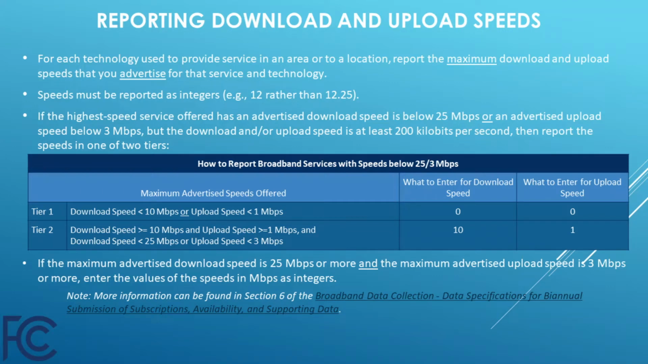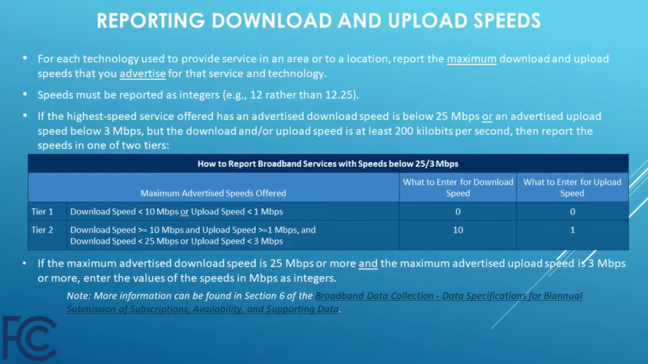If the highest speed service offered has an advertised download speed that is less than 25 megabits per second, or an advertised upload speed that is less than 3 megabits per second, but the download and/or upload speed is at least 200 kilobits per second, then the speed should be reported using one of two service tiers. First, if the maximum download speed is less than 10 megabits per second, or the upload speed is less than 1 megabit per second, enter 0 for both the download and upload speeds. The system will ask the filer to confirm that the service offered falls in this tier.